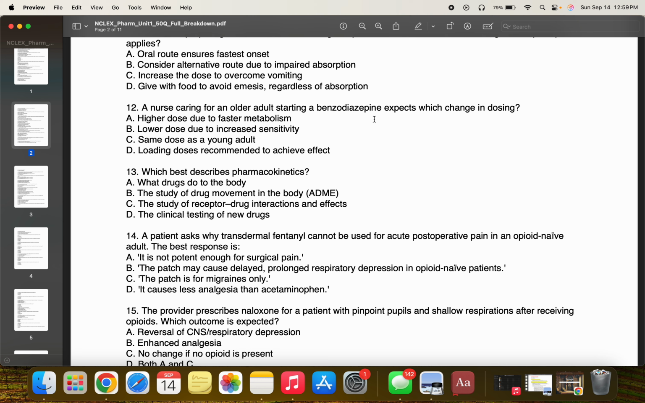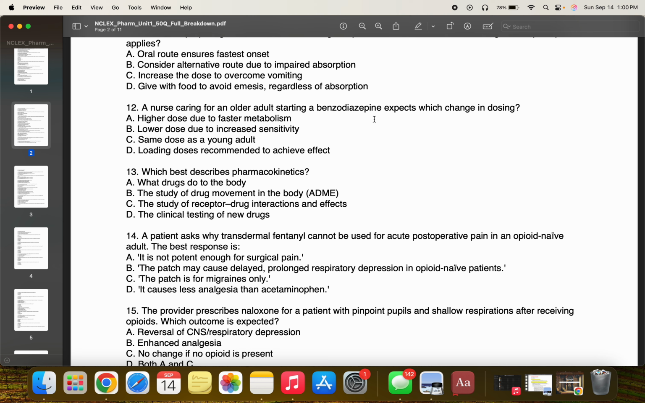12. A nurse caring for an older adult starting a benzodiazepine expects which change in dosing? Higher dose due to faster metabolism. Lower dose due to increased sensitivity. Same dose as a young adult. Loading doses recommended to achieve effect. Lower dose due to increased sensitivity.